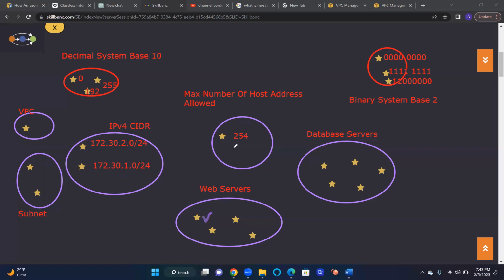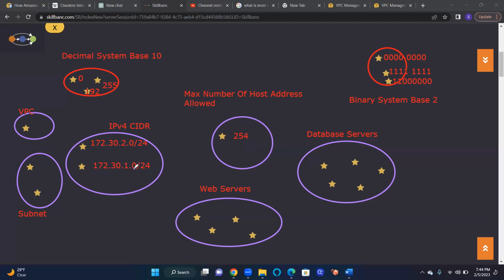So how many maximum can I attach? Only 254. But 0 to 255, why? That is the maximum number. 8 bits represents 00000000 up to 11111111, which is 255. So together, 256 total numbers are available, including 0 and 255. Out of which 0 and 255 we should exclude, and only 256 minus 2, 254 host addresses we can identify with this subnet. Why?